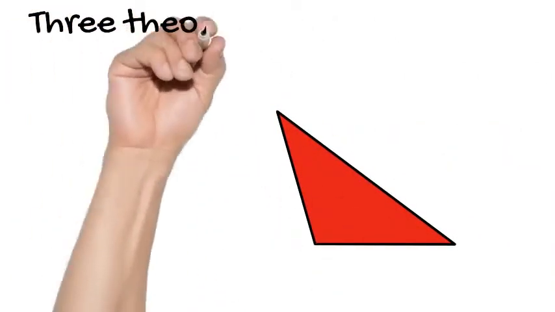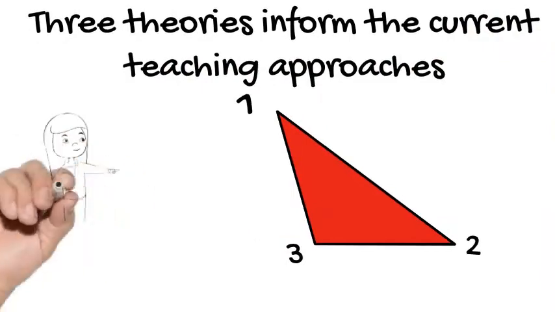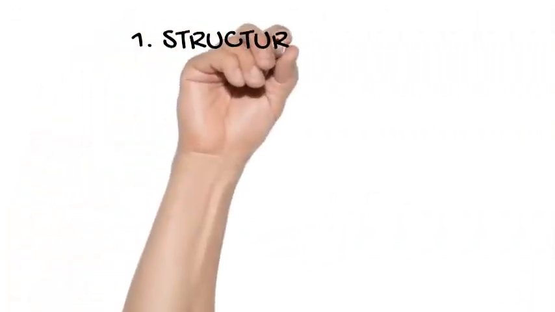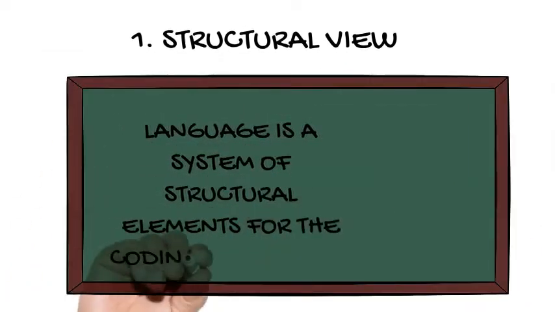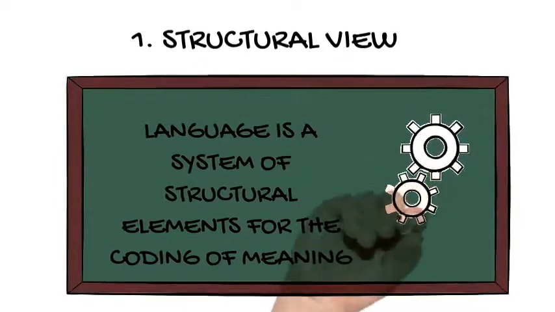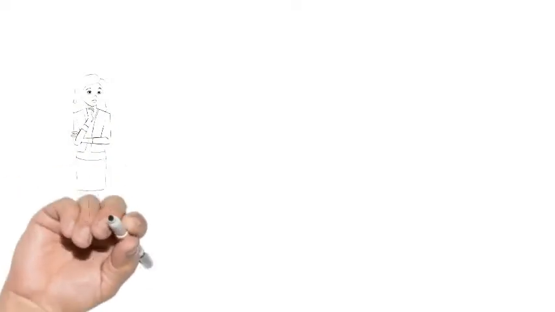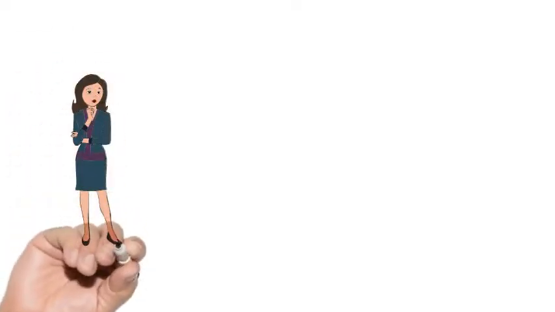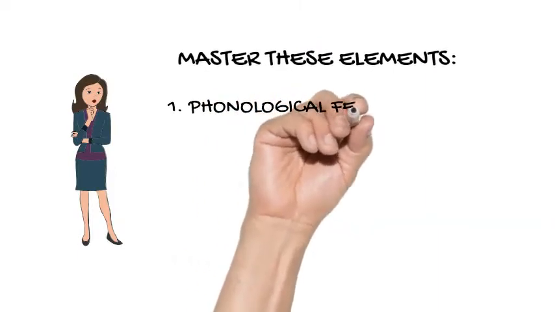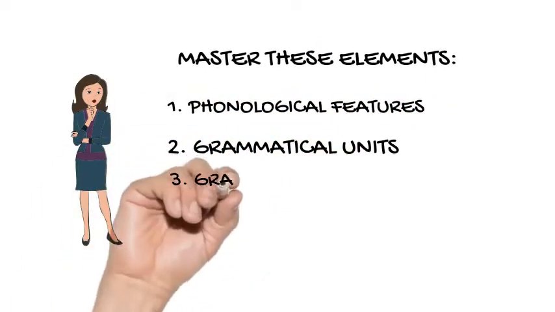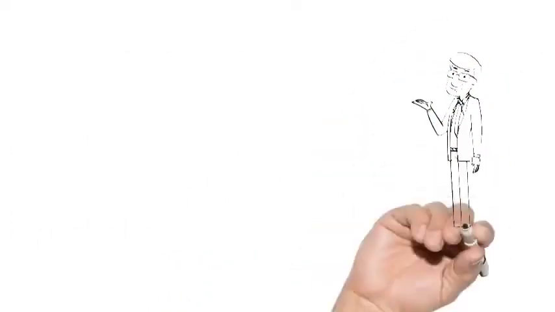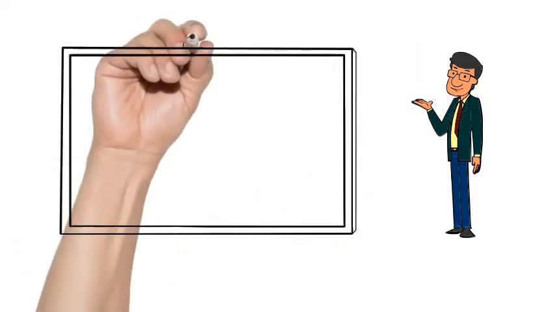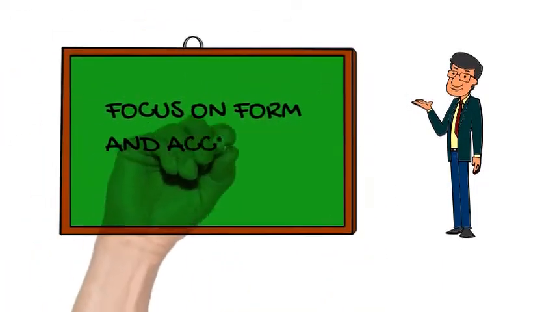Now, there are three theories that inform the current approaches and methods in language teaching. First, we have the structural view, the view that language is a system of structural elements for the coding of meaning. This means that in order to learn, you must master the elements of this system, which are phonological features like the right pronunciation or sentence stress, also grammatical units, grammatical operations, and finally, lexical items. If you're using an approach based on this view, you will be focusing on the form and accuracy of language.